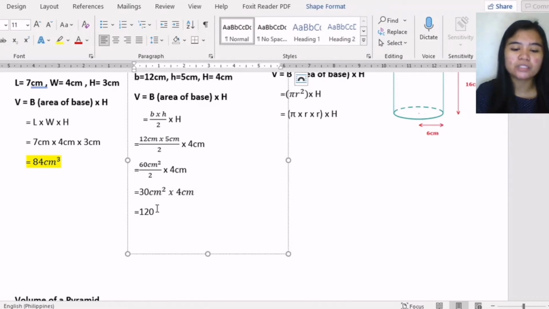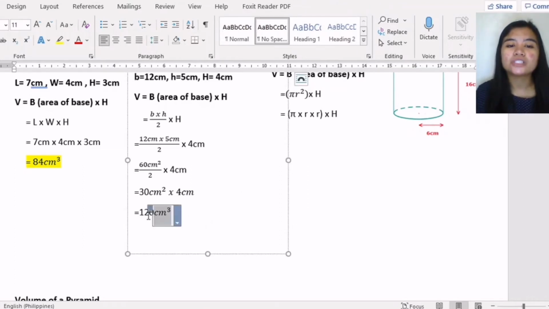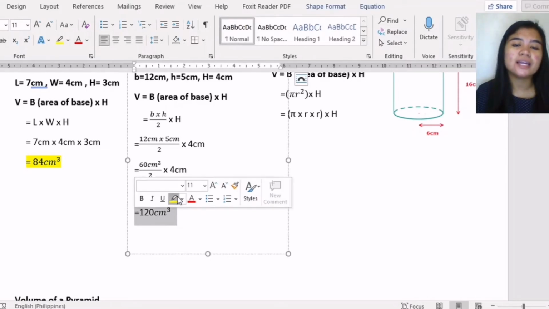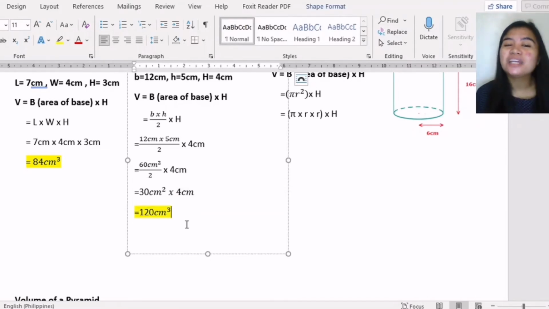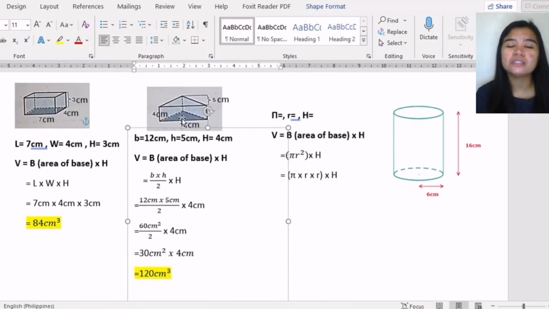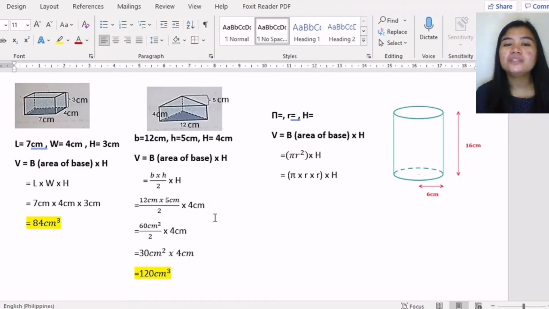I'll copy it to our answer. So, let's change the 2 to 3, because we're talking about volume, so it is in cubic units. And then let's highlight our answer here, which is 120 cubic centimeters. So, that is the final answer, the volume of this triangular prism. I hope you were able to follow the substitution of the given values into our formula. Okay? So, that is for the triangular prism.